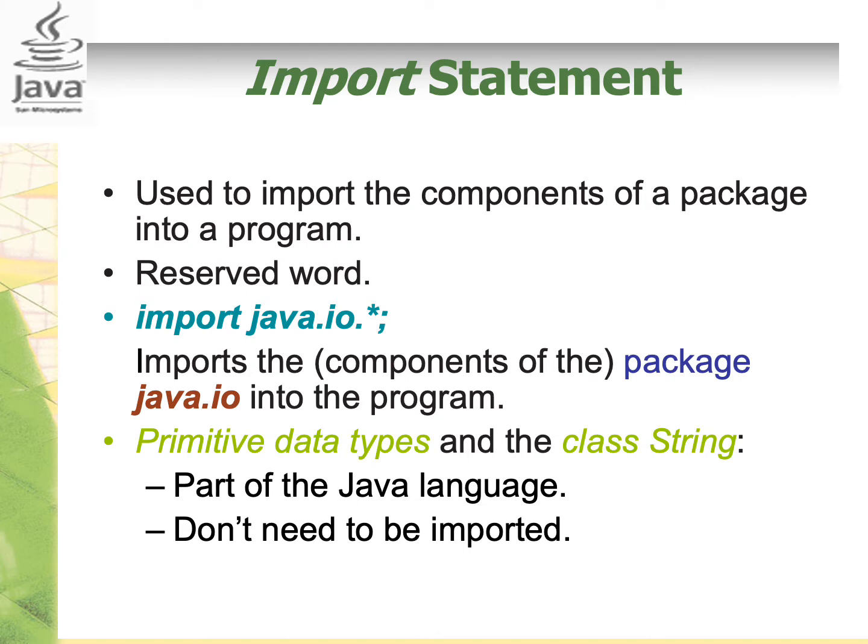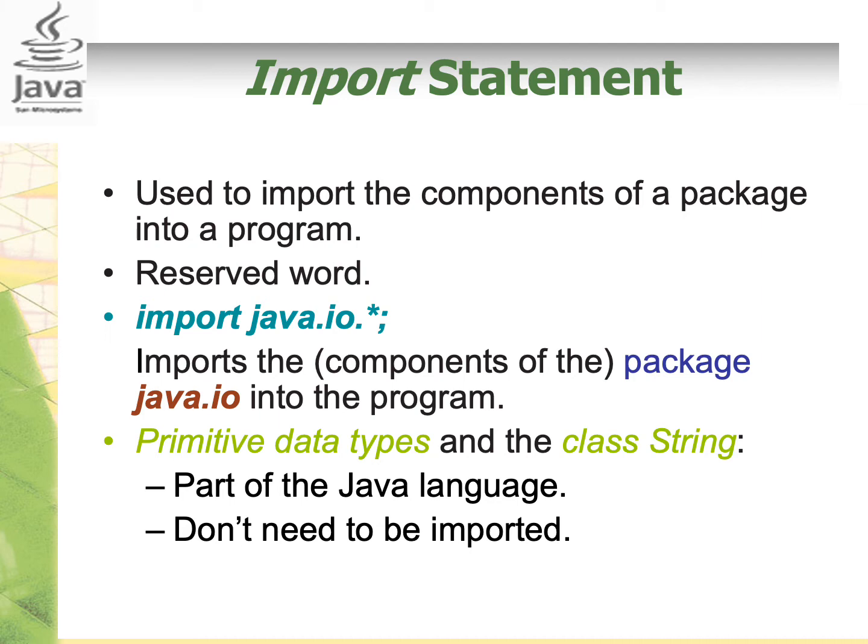Import statements. They are used to import the components of a package into a program. Import is a reserved word. To use the import statement in our code, we need to write import and then the package that we are going to use. For example, over here, import java.io.*. This asterisk means all the classes inside java.io. This will make more sense when we start writing our code and use the related import statement. For now, this is just for the theory part.